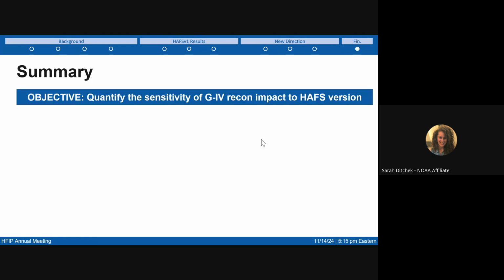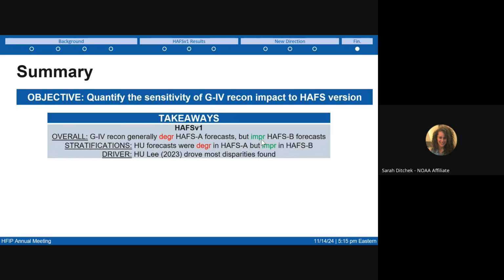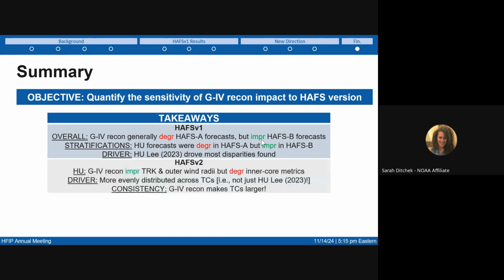So to summarize, the objective of the work is to quantify the sensitivity of the impact of G4 recon to HAFS version. Again, this slightly changed from the initial objective and goal of this project. For the main takeaways, we found that for HAFS V1, G4 recon generally degraded HAFS A forecasts, but improved HAFS B forecasts. And when stratifying results, we found that this was driven by hurricane forecasts that were degraded in A but improved in B, and Hurricane Lee drove most of the disparities.